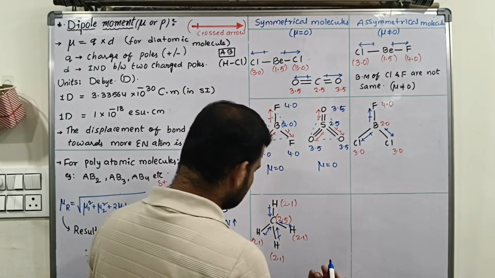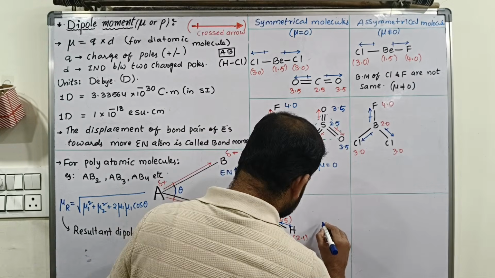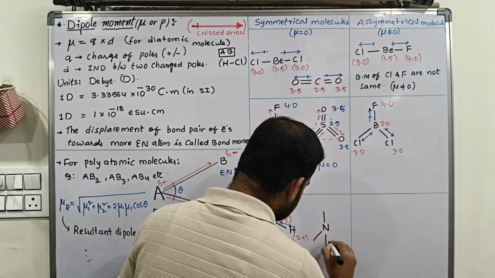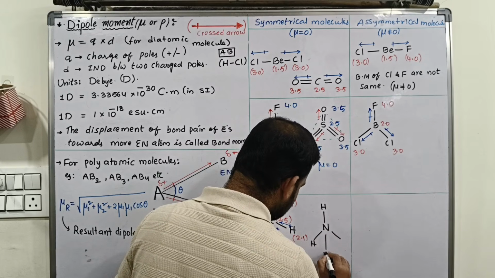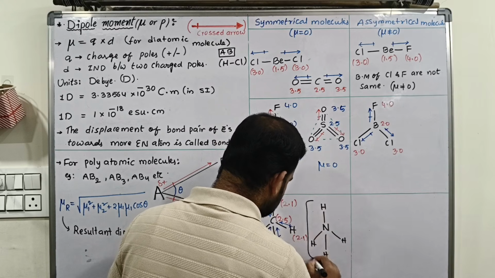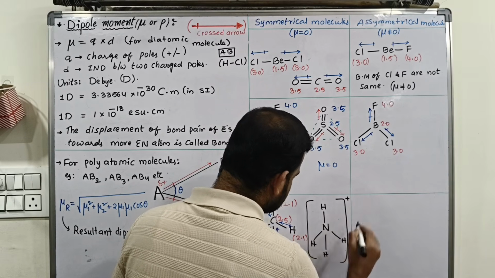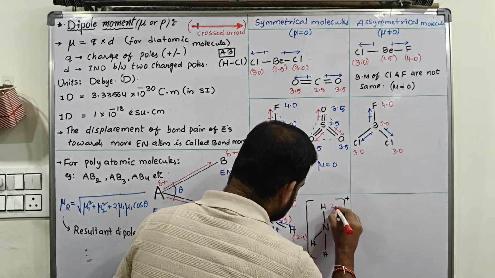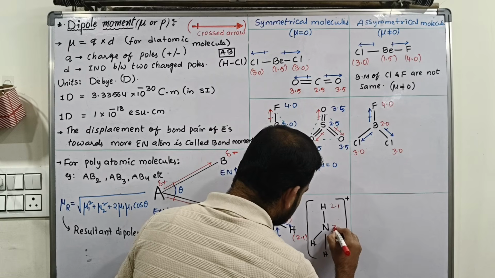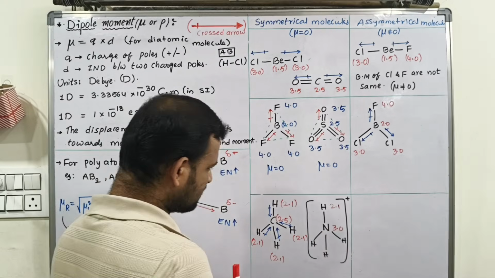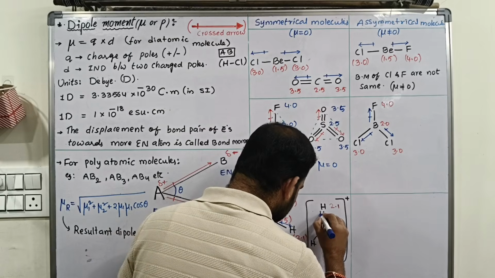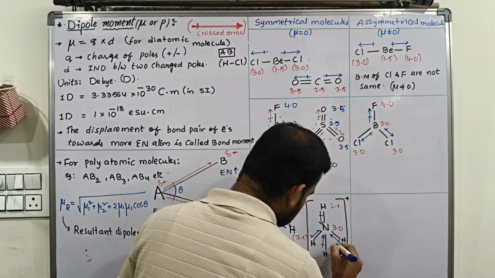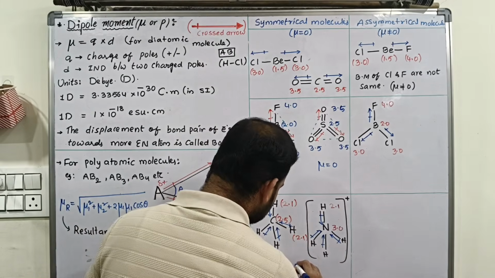Like that, take NH4 plus also. In this NH4 plus, nitrogen is the central atom and there are 4 hydrogens. The total charge of ammonium is plus. Here hydrogen is 2.1 and nitrogen is 3, so the bond moment is towards nitrogen. Clear? So here also the dipole moment is equal to 0.